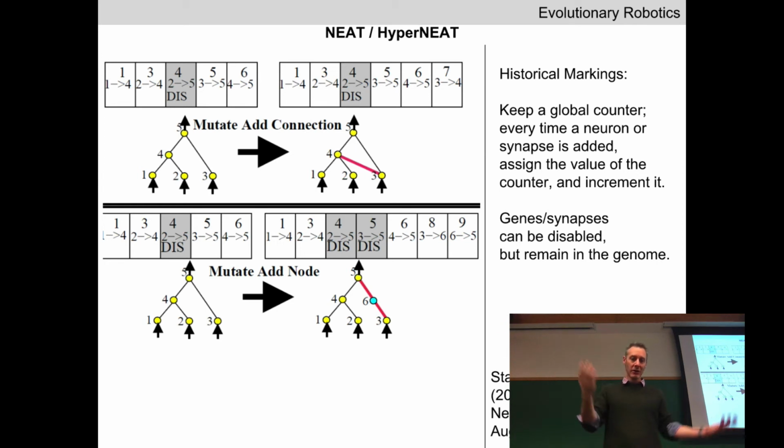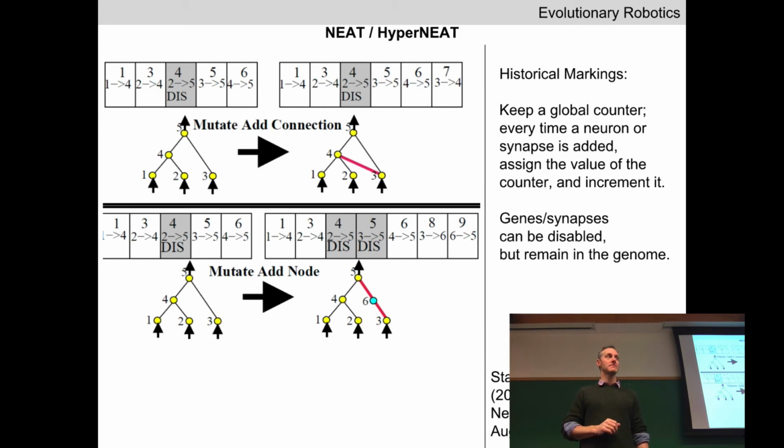So evolution randomly wires up 3 to 6, which is the new neuron, and 6 to 5. And when it added those 2 new synapses, it also used the global counter to assign unique IDs to those synapses.